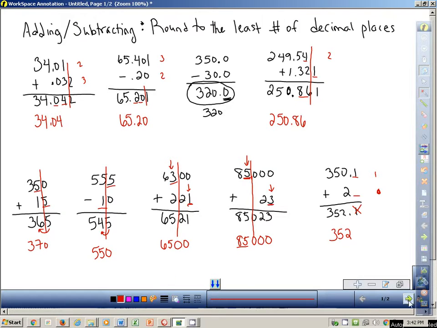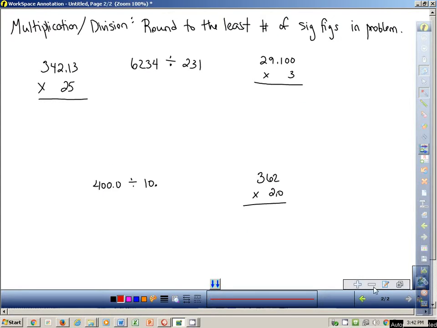Now, multiplication and division is, I think, less confusing. You follow the same rule the whole time. The rule here is that you round to the least number of sig figs in the whole problem. So I think this is easier. I guess we'll see what you guys think.